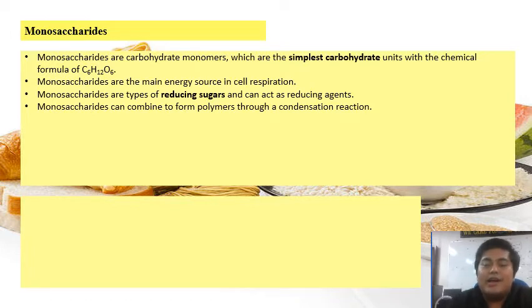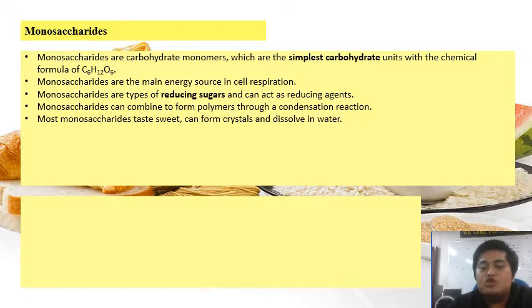Reducing agent tu apa? Agent penurun. Macam mana nak tahu agent penurun tu apa? Buka balik buku kimia. So monosaccharide can combine to form polymers through the process of condensation. So most monosaccharide taste sweet and can form crystal and also dissolve in water. Examples of monosaccharides are glucose, fructose and galactose.